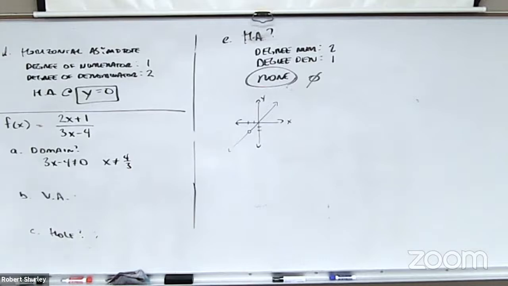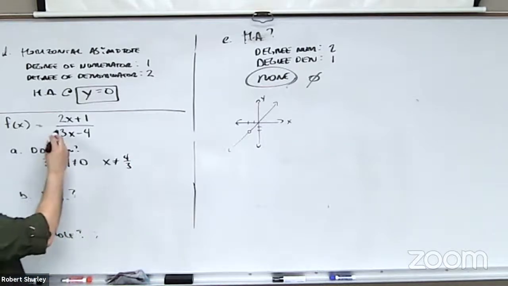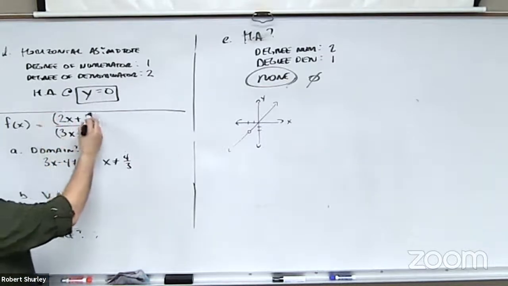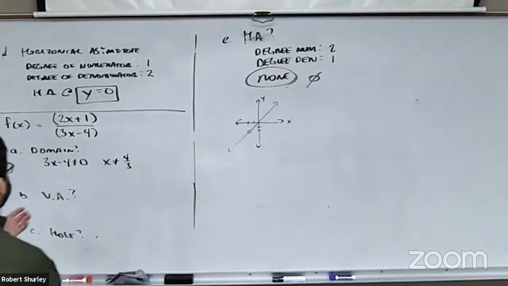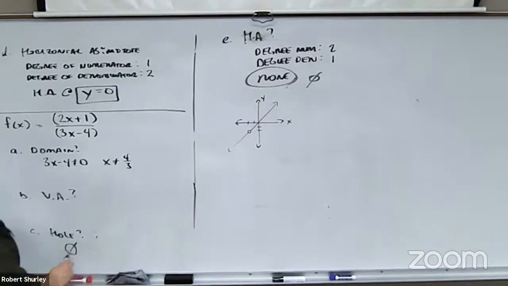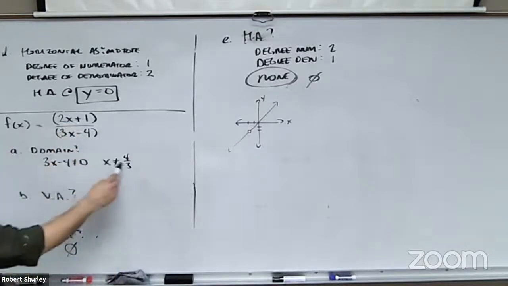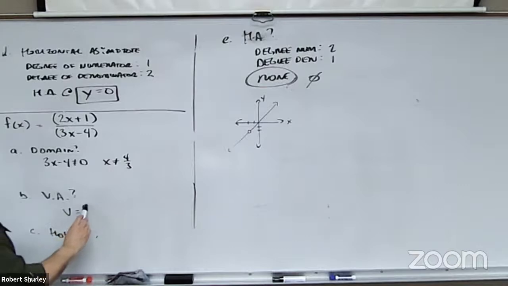X cannot be 4/3, but we need to know, is that a vertical asymptote or is it a hole? Well, check this out, guys. The denominator and numerator do not cancel. Nothing factors, which is kind of nice. You didn't have to remember how to factor anything. So it's not a hole because nothing cancels, and it turns out that this is just a vertical asymptote at x equals 4/3.